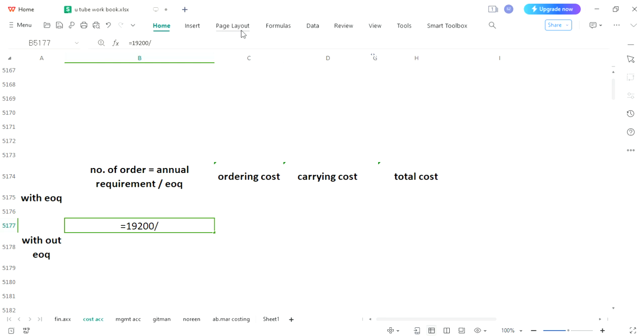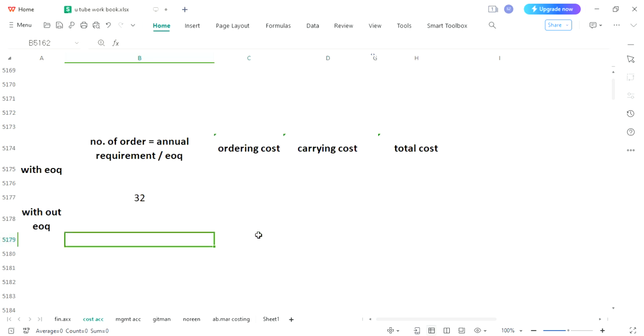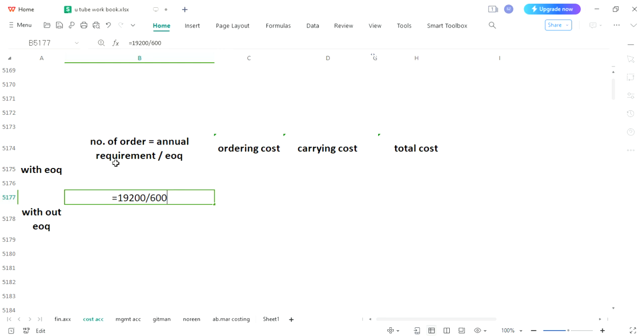Okay, in this way you will calculate your number of orders, 600 economic order quantity. These number of orders would be used to calculate our ordering cost. How I have written 600, please note it down. Economic order quantity was 600 and you have used same 600 over here. Annual requirement was given in the question 19200. Economic order quantity we have calculated 600.